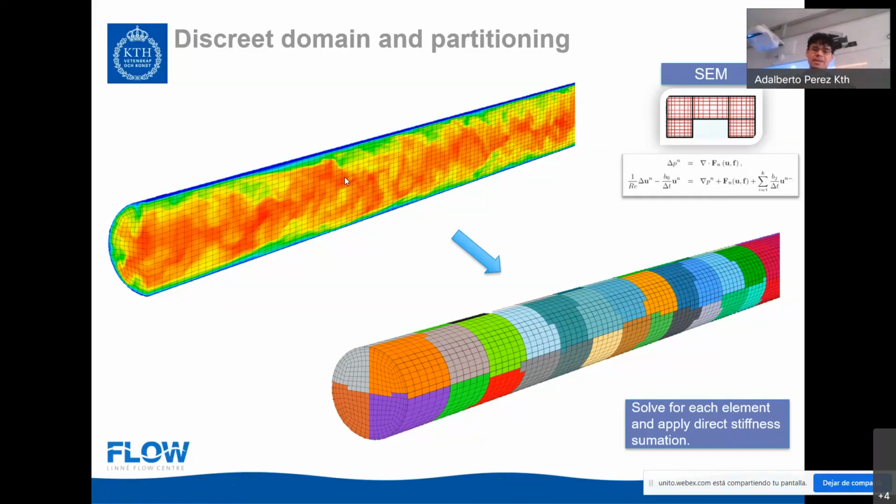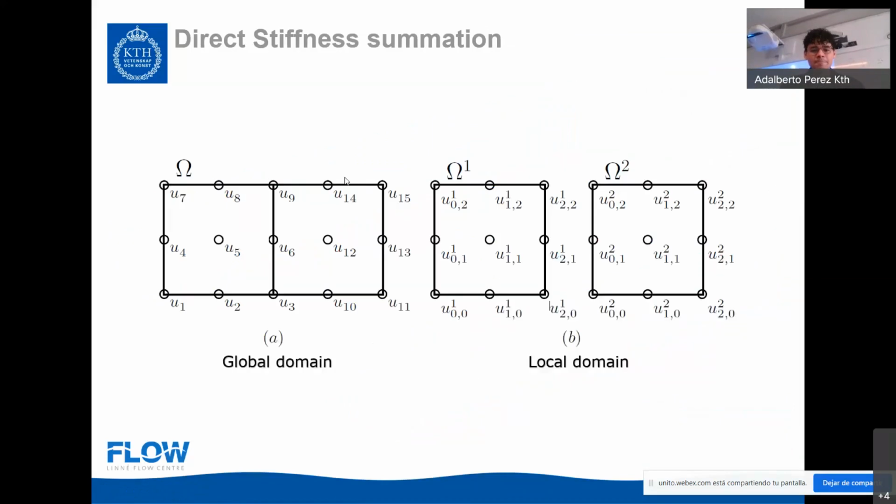I will explain a little bit more on direct stiffness summation because it's important for communication, and we are interested in this in Admire. So I will explain very briefly what direct stiffness summation does. If we have a global domain, like for example the pipe that I just showed, that's what I'm showing here in picture A, the global domain. Then the way that the discretization works is that we separate this global domain into a bunch of elements, as I was saying before. Now, if you notice what's happening here, this boundary that was shared by the 2 elements is actually present in both elements.